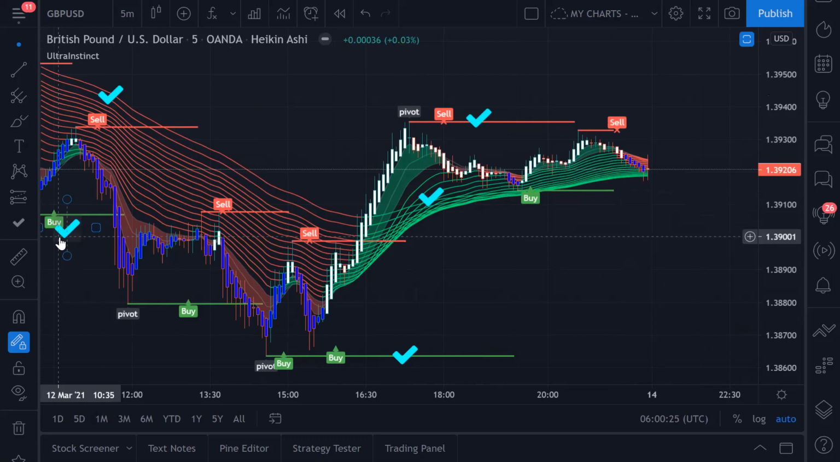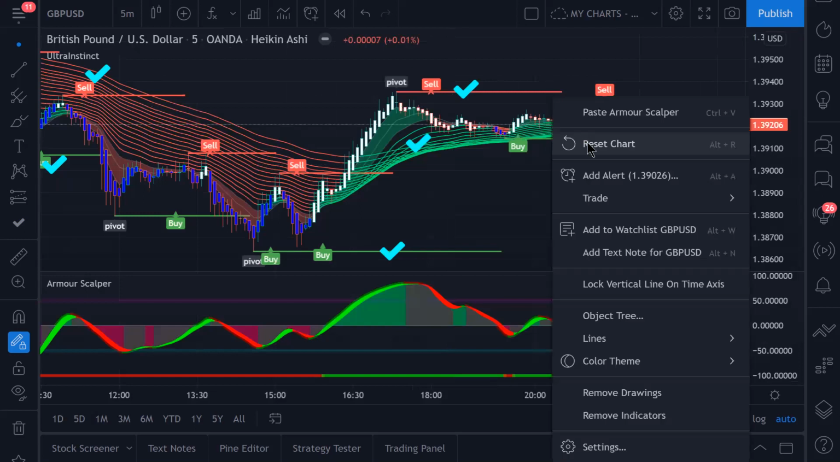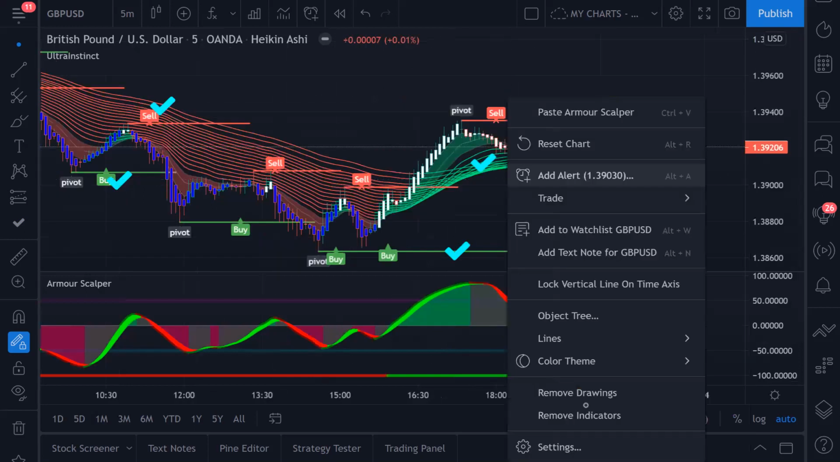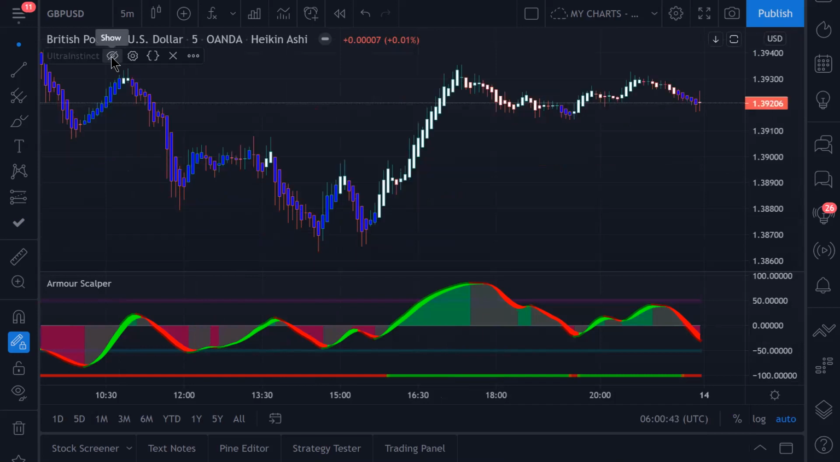Let me talk about scalper now. Scalper is our second indicator. Let me reset the chart and remove these drawings and check marks. So what scalper includes, as you can see, the colors of the candles have been changed because of this scalper. Why? Let me explain.